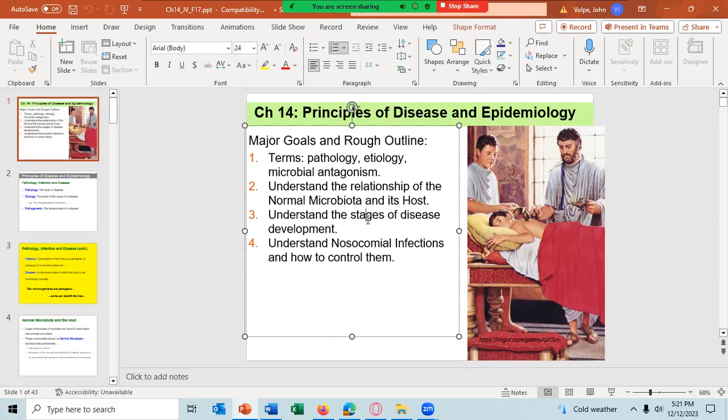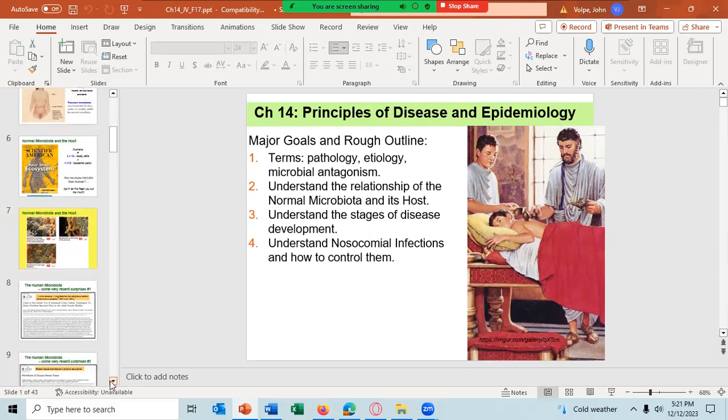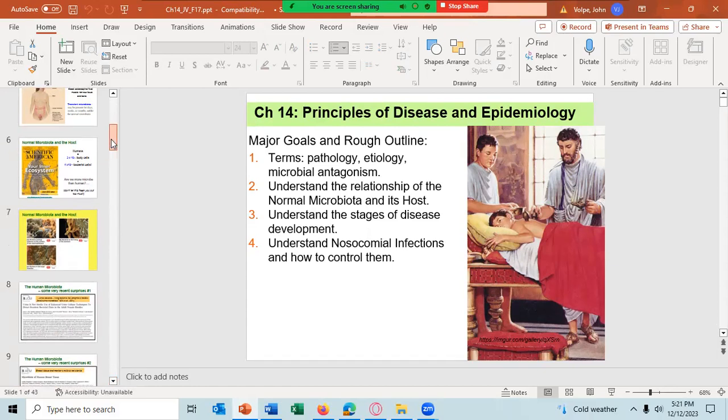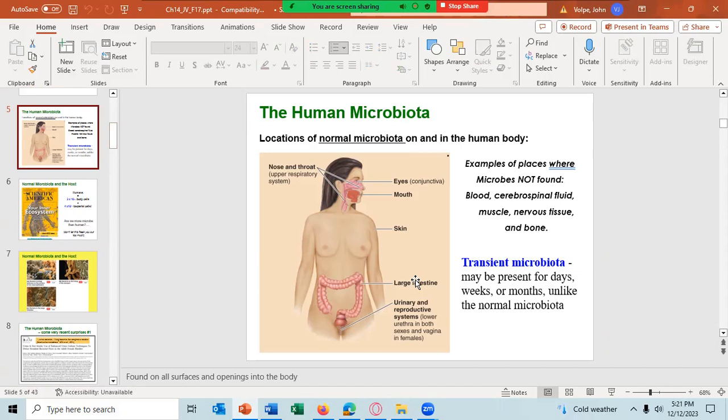Let's talk a little bit about the stages of disease development. Let me state the normal locations of the normal microbiota: only on the outside of the body and the internal mucous membranes. There is a difference between the normal microbiota, which colonize the host generally for about the lifetime of the host, and a transient microbiota, which may be present for a short time.